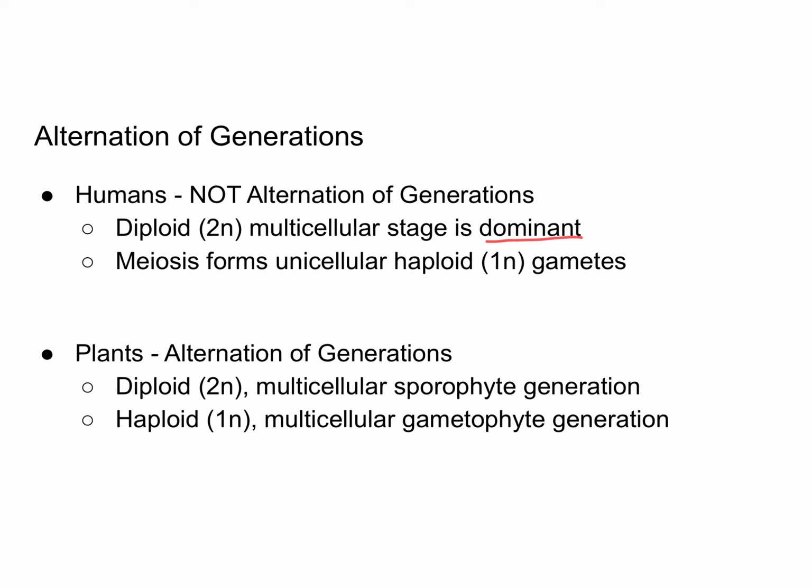We do have specialized cells that go through meiosis in order to form unicellular haploid gametes. So remember, the gametes in males are sperm, and in females are eggs. So notice with humans, we have a diploid multicellular stage and then a haploid unicellular stage. Now with plants, they have a diploid multicellular stage, but they also have a haploid but still multicellular stage. So this is kind of a key difference right here, this multicellular stage of the reproductive cycle.